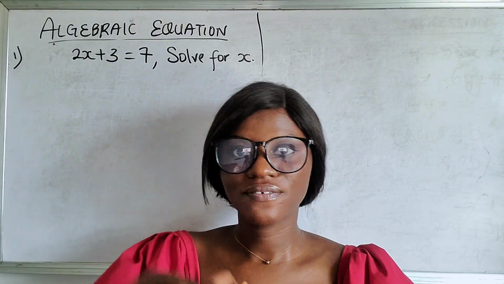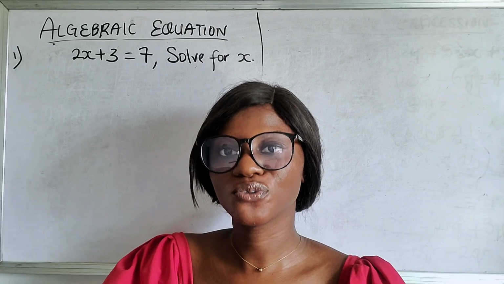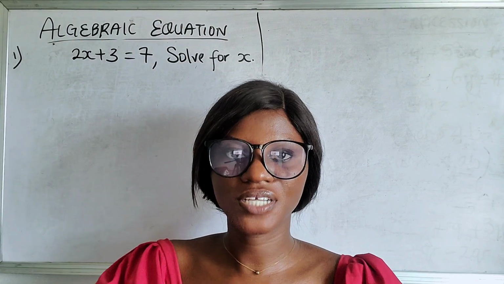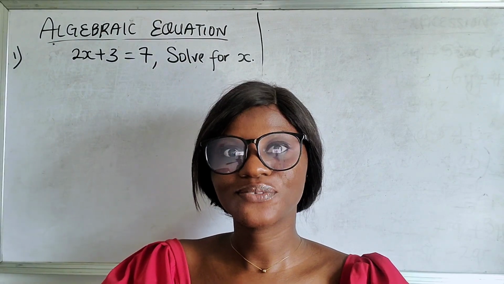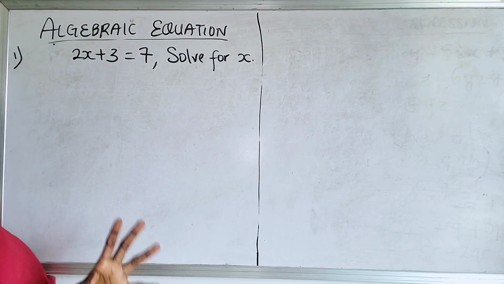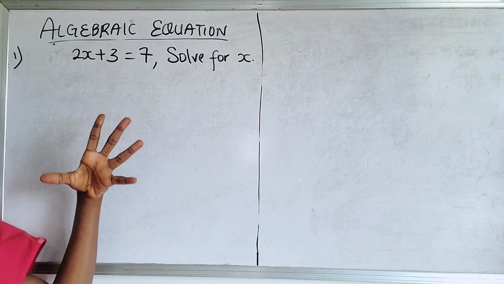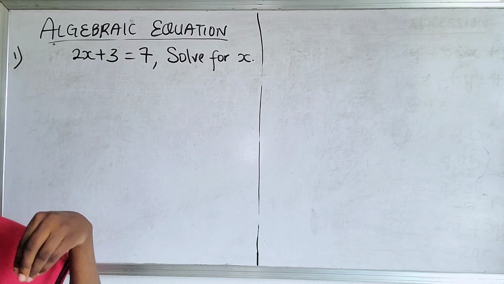So whenever you have letters and numbers, how do you solve? How do you find the unknown value? We're doing all of that today. So stick with me. Here you can see that we have 2x plus 3 equals 7. We're being asked to solve for x. What is x in this case? We're going to know that today.